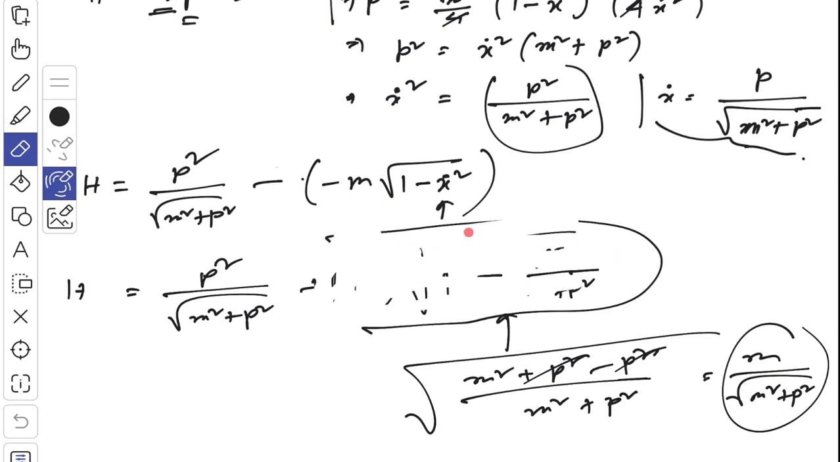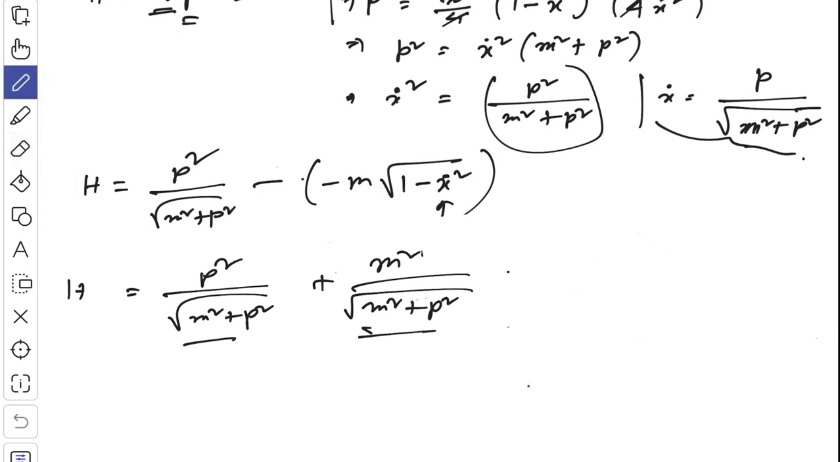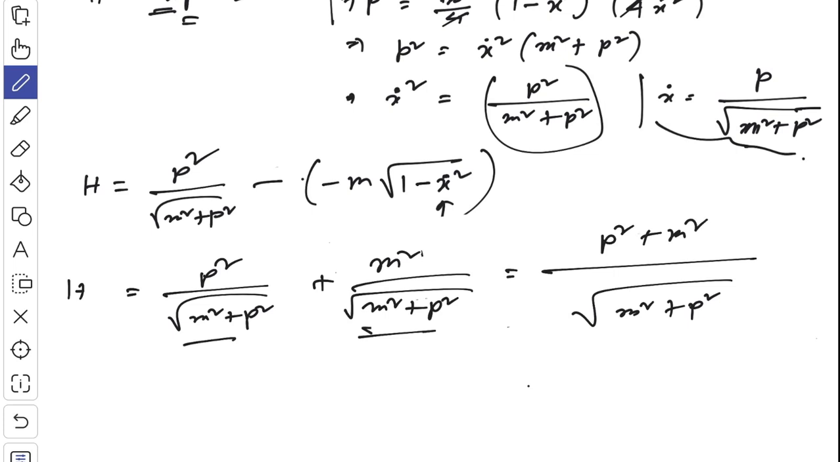Let me clear this portion. So we can write here m square plus m square by root over m square plus p square. We can write this, isn't it? So hope you have understood this. Now here what we can do, we can take LCM. So from here we will get root over m square plus p square as LCM, and here p square plus m square. So dividing this term by this, definitely you will get h is equal to root over m square plus p square. Yes.